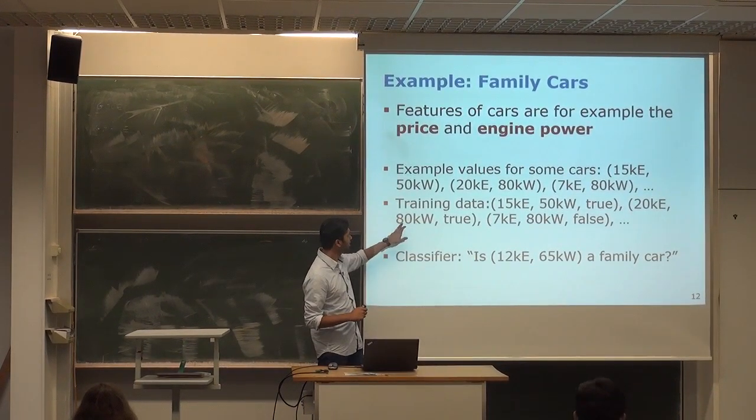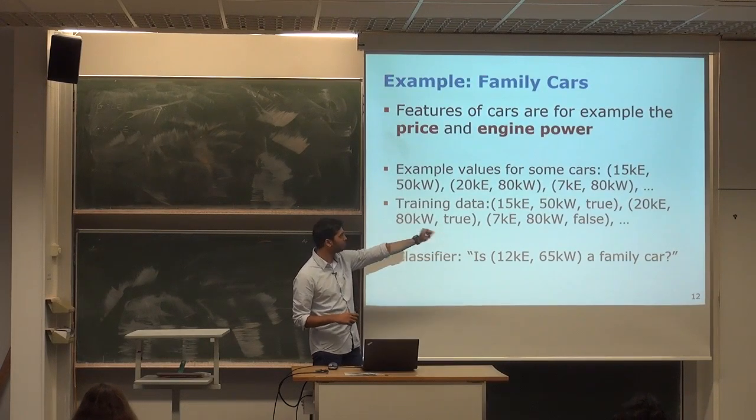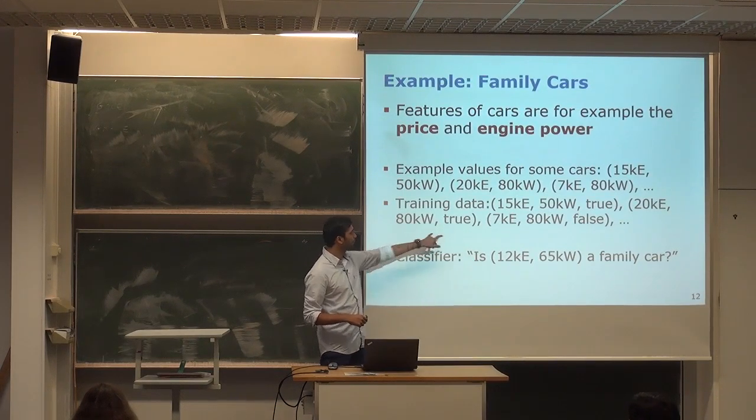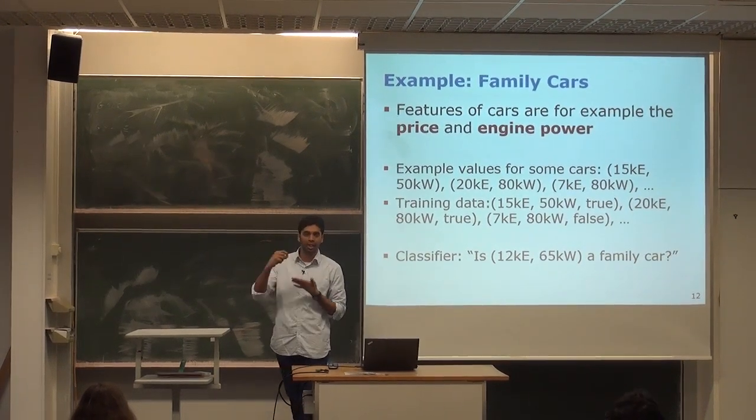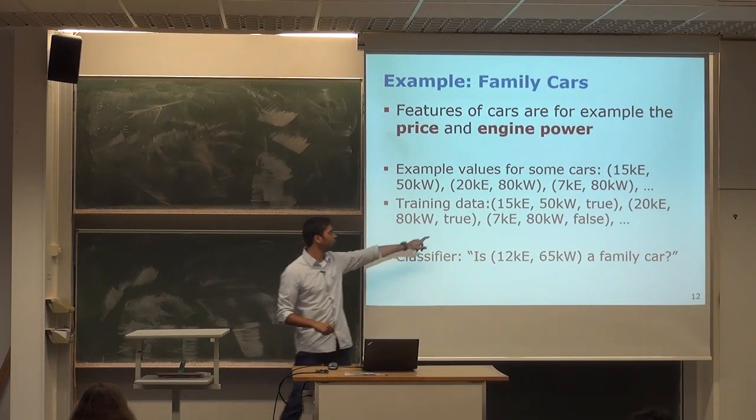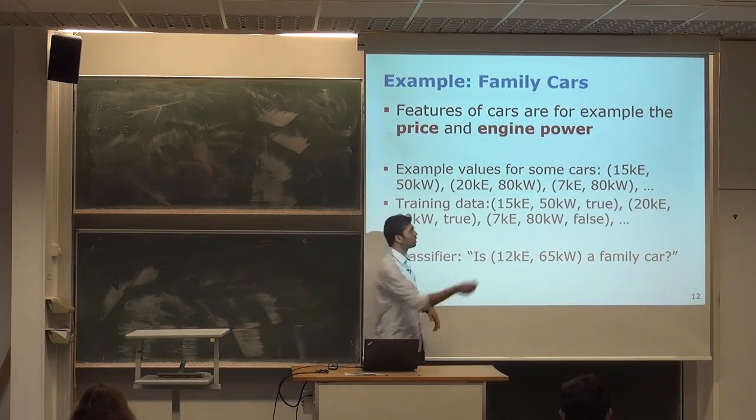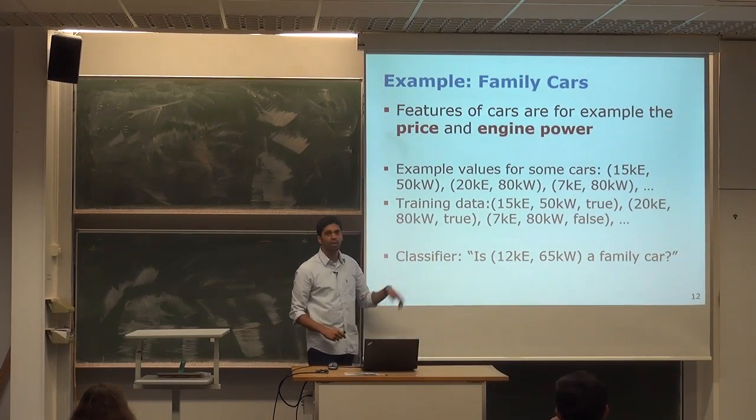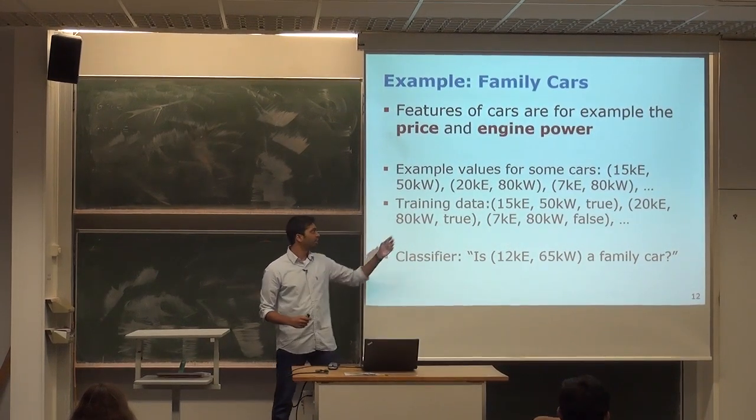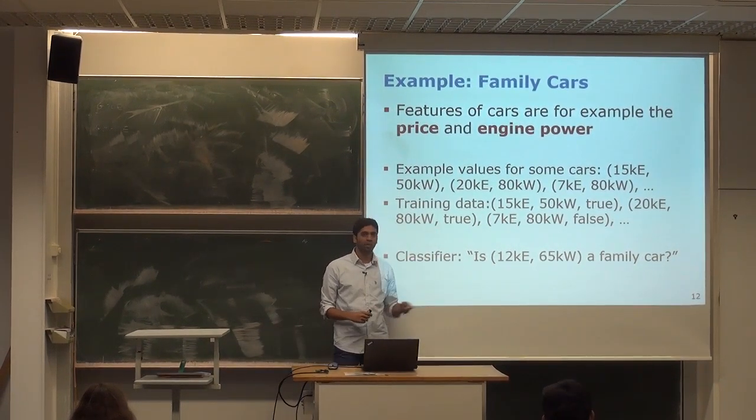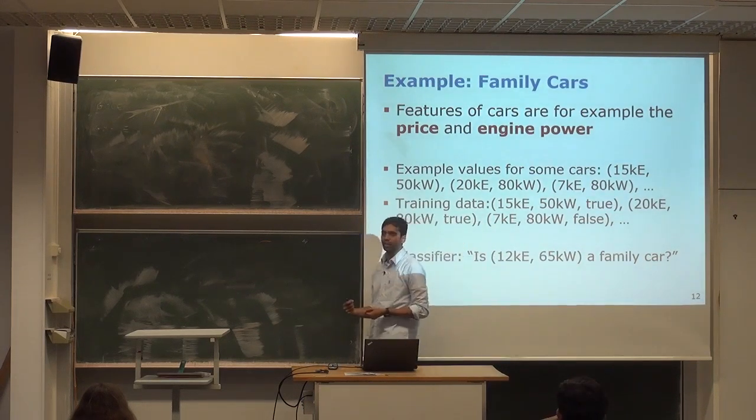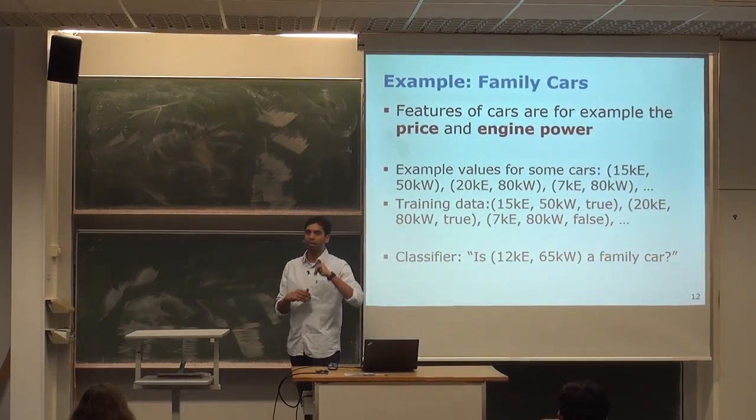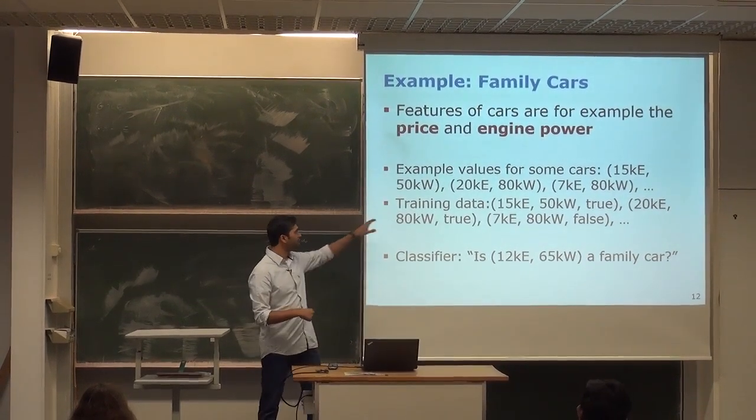Right? Then, since it's a supervised case, we have these labels. In this case, you have the feature vector which gives the price and the power, but you also have this extra information which is true or false, which is actually the label for this car. So if it's true, it means that a car which costs 20,000 euros and has 80 kilowatt of power is actually a family car, whereas the ones which have false say that this is not a family car.